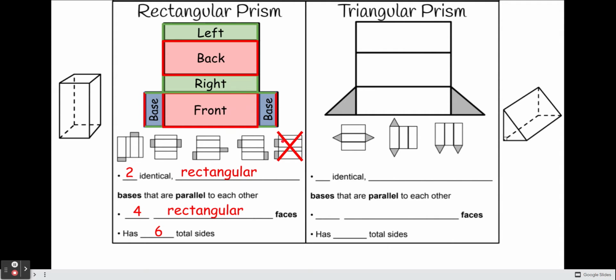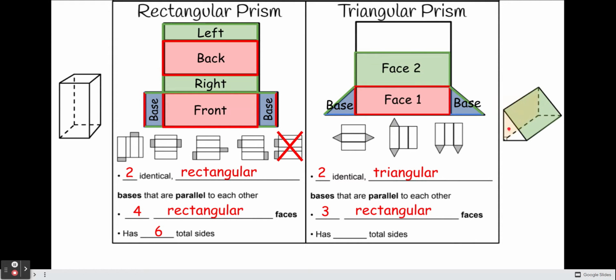All right, let's take a look at our triangular prism. It's got two identical triangular bases that are parallel to each other. Let's take a look at the two bases. It also has three rectangular faces. So this would be one of the faces, and this would be another one of the faces right here. And then we've also got a third face on the other side right there, which goes over here. So there you go, your three faces. It has a total of 5 sides because 2 bases plus 3 faces equals 5 total sides.